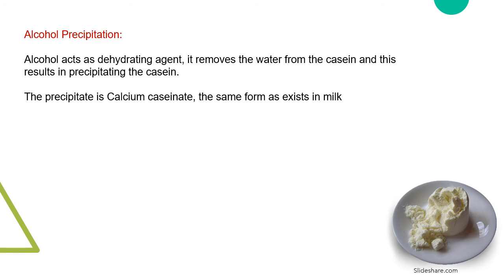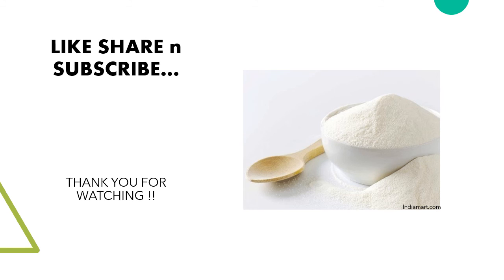Next is alcohol precipitation. Alcohol, for example ethanol, acts as a dehydrating agent. It removes the water from casein and this results in the precipitation of casein. Very simple principle behind alcohol precipitation. The precipitate is calcium caseinate, the same form as it exists in milk. So it will just precipitate as calcium caseinate. Okay, so this was about casein and methods for casein precipitation.